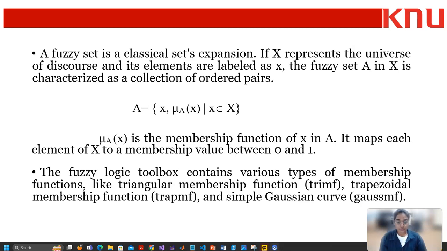The fuzzy logic toolbox contains various types of membership functions like the triangular membership function, trapezoidal membership function, and sigmoid curve.